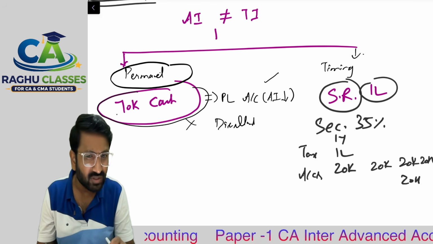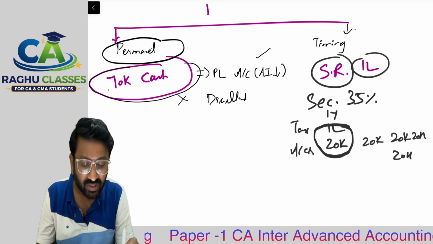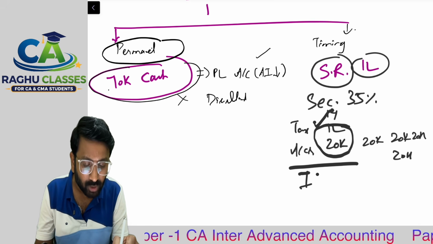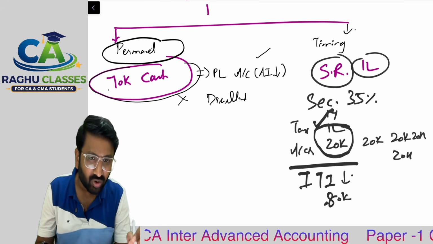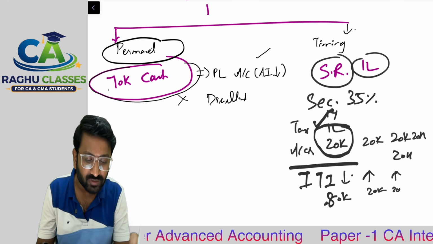Now, because of this, in year number one, since I've taken a higher deduction in taxation, my taxation income will be lower by 80,000, correct? Whereas from the second year onwards, my taxation income will be higher by 20, 20, 20, 20 each for the next 4 years.